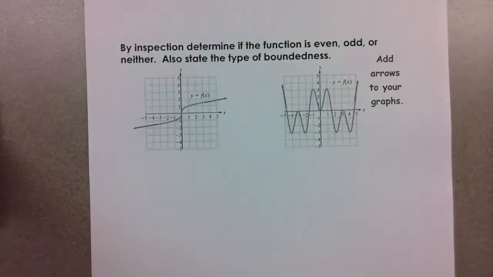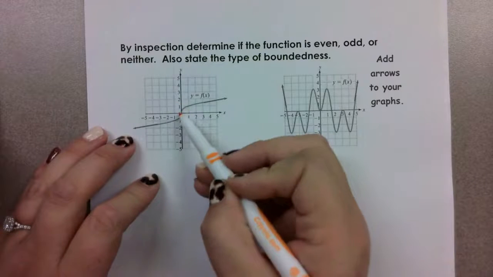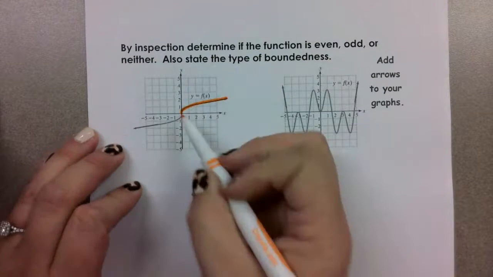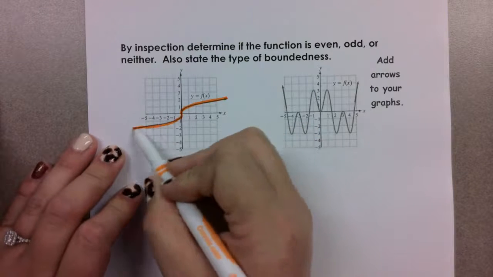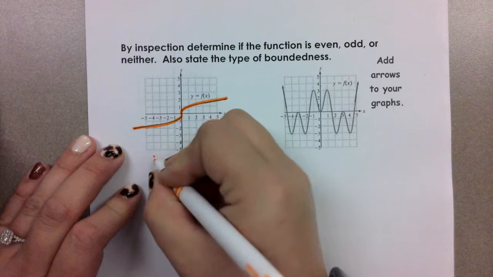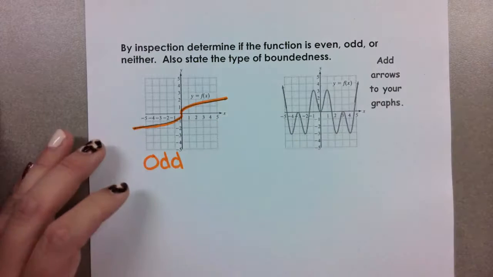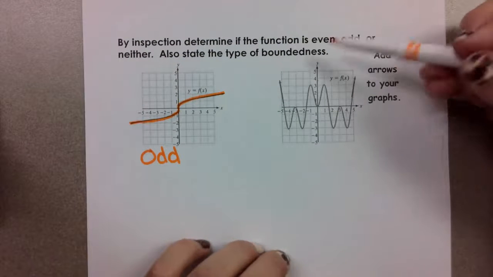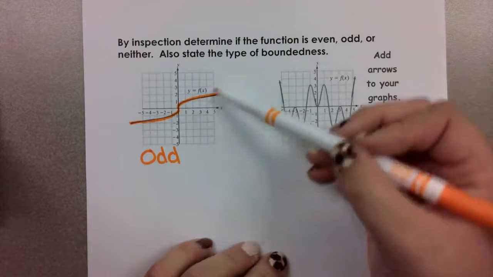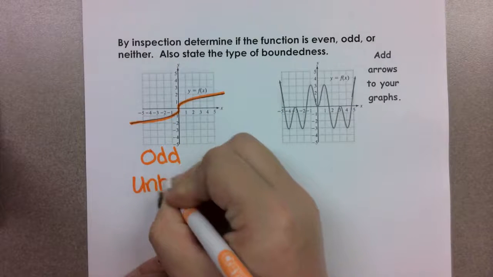So by inspection, so by looking at the graph, we're going to decide if these are even or odd or neither. Well, my first one here, I can't reflect it over the y-axis, but I do notice that quadrant 1 looks just like quadrant 3. It is reflected about the origin. That is an odd function. I also have to decide if it's bounded. Well, there's no upper limit, no lower limit, so this one is unbounded.